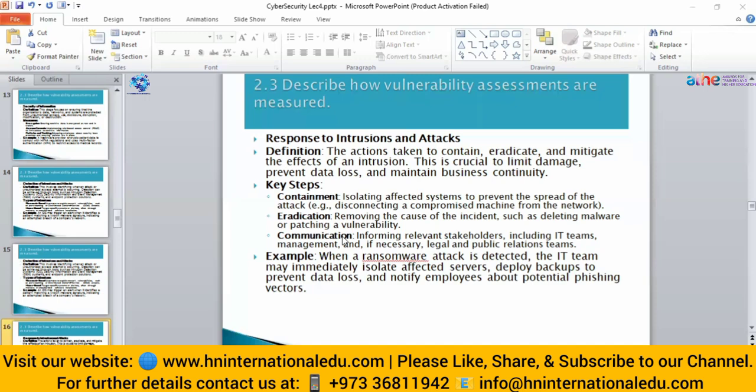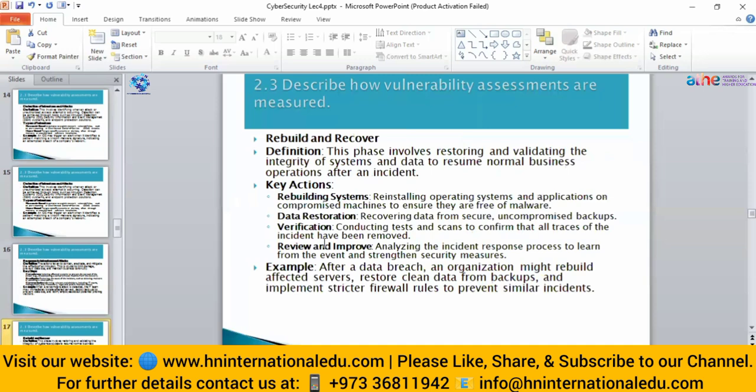So we also discussed ransomware, which is a type of security threat. What ransomware does is lock your system and prevent you from logging in until you pay a specific amount to them. If such ransomware is detected, the IT team will immediately isolate the affected server. They will deploy the backup to ensure that the data is not lost. They will notify the employees about the potential phishing vector. So this is how they will respond.